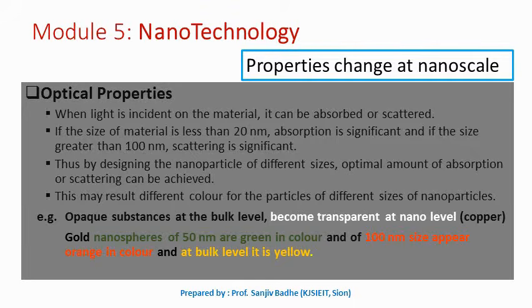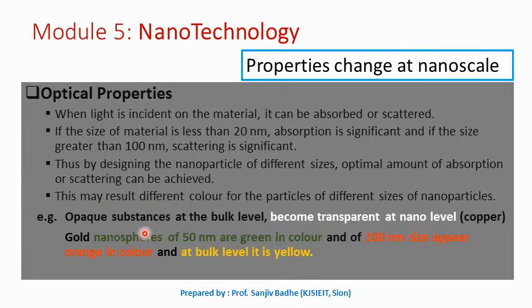For example, optical properties. Now when light is incident on the material, it can be absorbed or scattered, and this absorption or scattering depends on the size of the material. If the size of the material is less than 20 nanometers, absorption of light is significant, and if the size is greater than 100 nanometers, then scattering is significant. So we can design the nanomaterials of different sizes in order to get optimal amount of absorption or scattering, and this may result in different color for the particles of different sizes of nanoparticles.